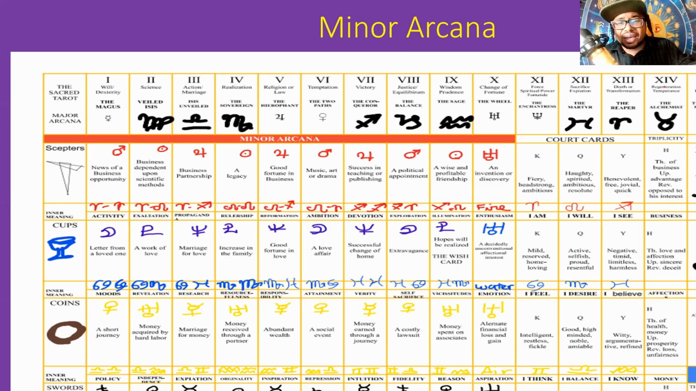When you look at the major arcana, number 4 is also Scorpio. This is realization. When we look inside of existence, the best way that we can produce a reality is to reproduce. And so the outward meaning of number 4 is increase in the family.